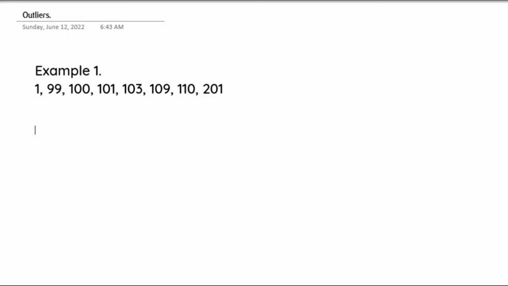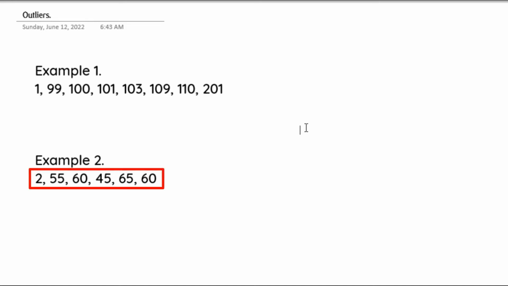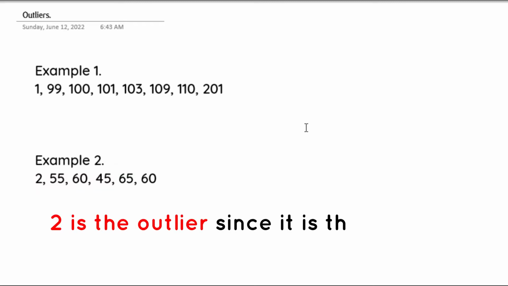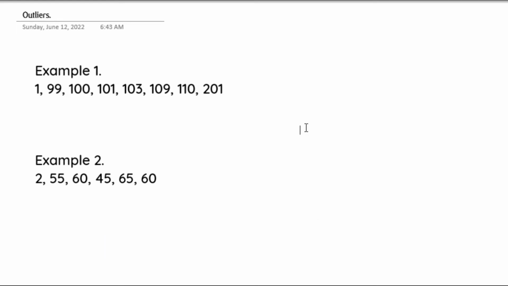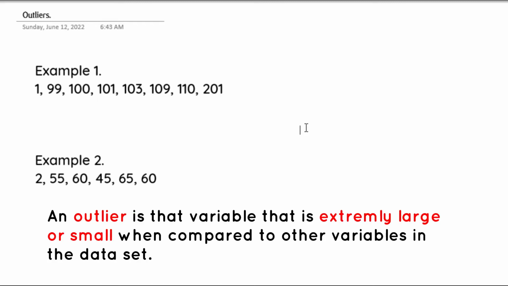Let's take another example. In the second example, we have 2, we have 55, we have 60, we have 45, we have 65, and we have 60. And as we can see, the smallest variable in this case is 2. So that means that 2 is the outlier when compared to other variables in this data set. So let's repeat it once again. An outlier is just that single variable or those list of variables that is either extremely large or extremely small when compared to other variables in our data set.